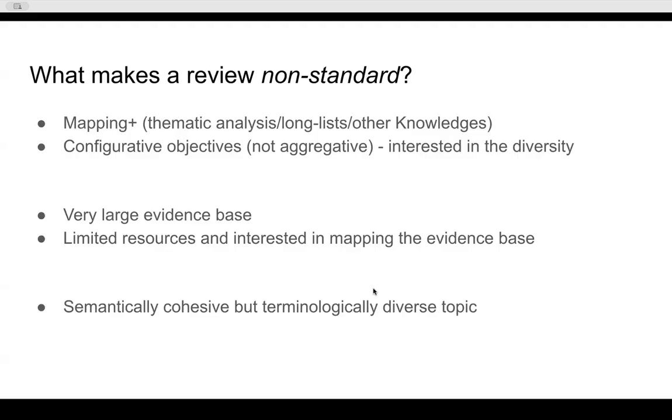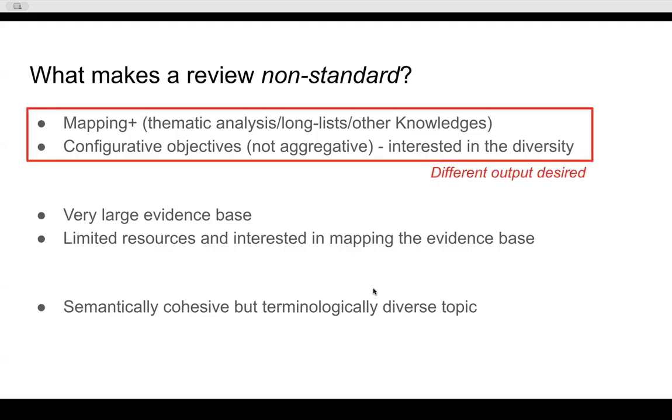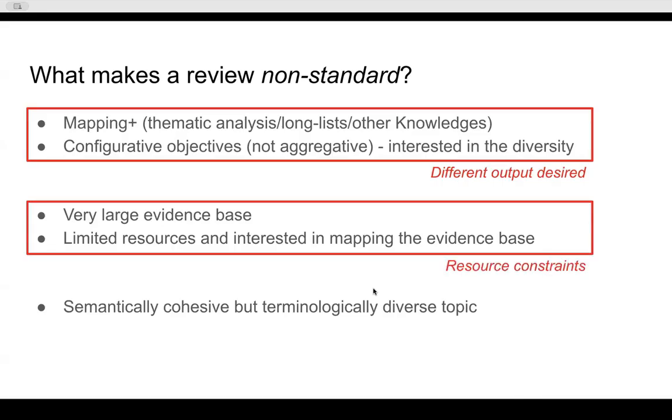It might also be that we are, as I mentioned before, more interested in the diversity, not just what does it say, but how is the system affected by all these other covariates. And so this is where we've got a different output destination. We're not perhaps trying to do the same thing as a systematic review when we can adapt our methods appropriately. Then we might have resource constraints like very large evidence bases or limited resources, but we also might be particularly interested in mapping the evidence base and saying what does this evidence base look like rather than what does it say in terms of study findings.